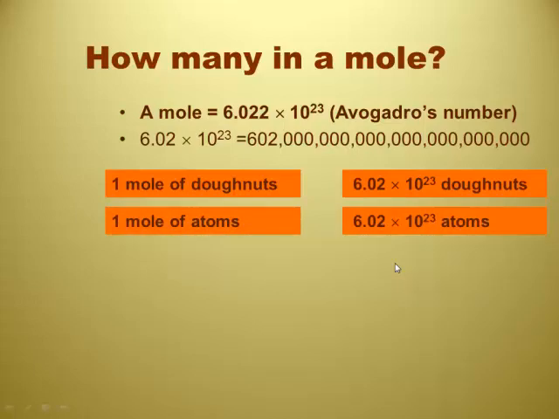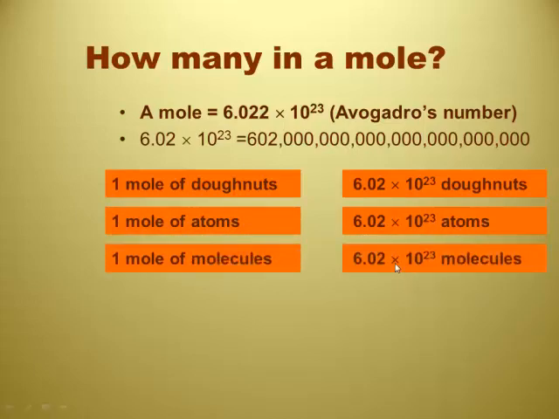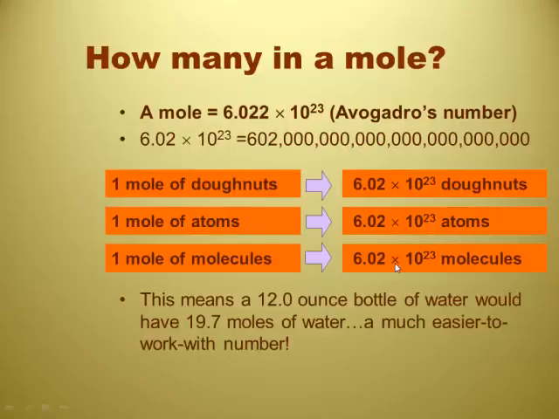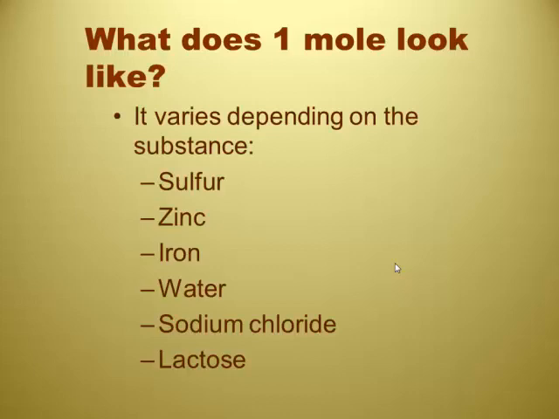One mole of atoms would be 6.02 times 10 to the 23rd atoms. A mole of molecules would be 6.02 times 10 to the 23rd molecules. What this means is if we do the math, a 12-ounce bottle of water would have 19.7 moles of water in it. And that's a much nicer looking number than 9.89 times 10 to the 23rd. Yeah, a nice, aesthetically pleasing number. I'm impressed that you remember that number, because I've completely forgotten it already. 19.7 is much easier.